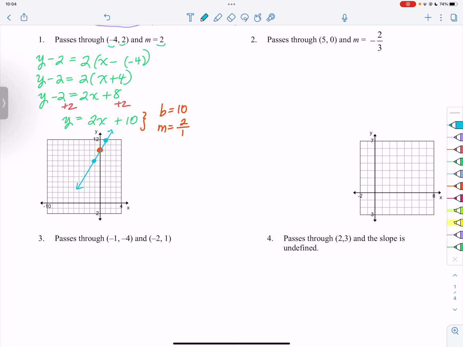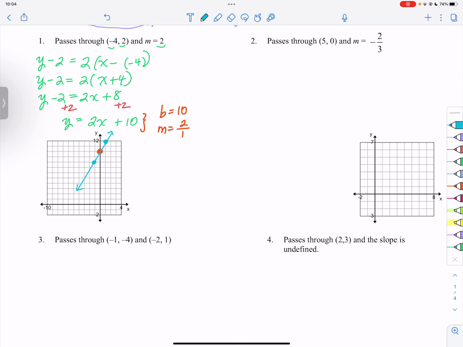Okay, let's try this next one. We're given a point and a slope. So we have y minus the y value equals the slope times x minus the x value. So this is just y equals negative 2/3 x plus 10/3. We will note that we have a y-intercept of 10/3 and a slope of negative 2/3.